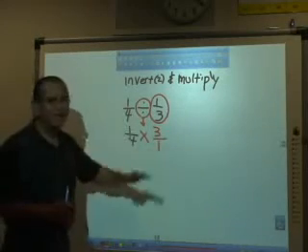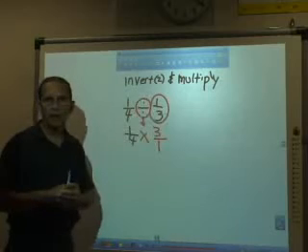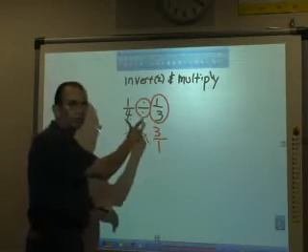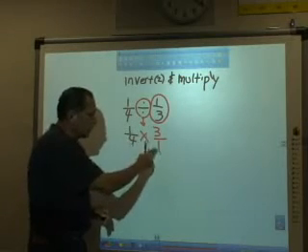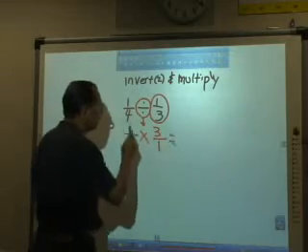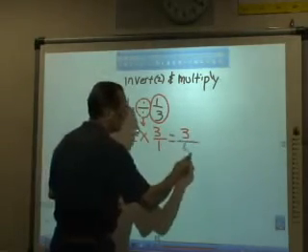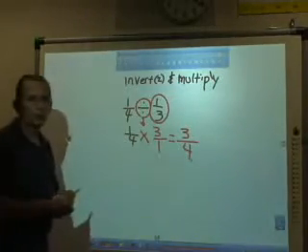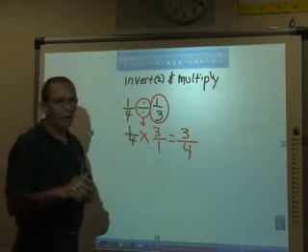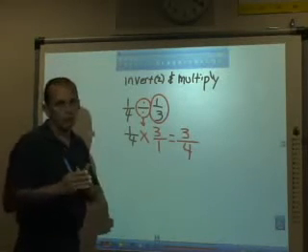Now, once you've made that change, you simply do exactly as you did in multiplication. Top times top, numerator times numerator, bottom times bottom, denominator times denominator. And the answer is 1 times 3, 3; 4 times 1 is 4, 3/4. So, as you can see, division of fractions is not really that difficult. Again, you still have that one little twist.